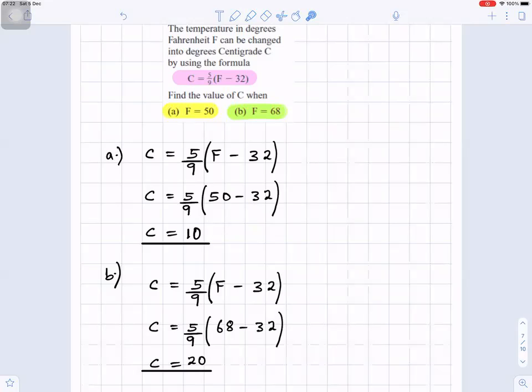For part B, we write down the formula first. 5 over 9 bracket F minus 32. And we sub in the value for F. F is 68. So we sub in 68. So 5 over 9 bracket 68 minus 32. We do the brackets first. 68 minus 32. And then we times by 5 and divide by 9. And you can use your calculator and that will give us 20.